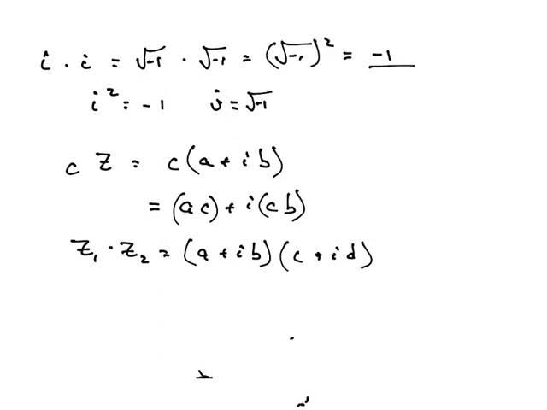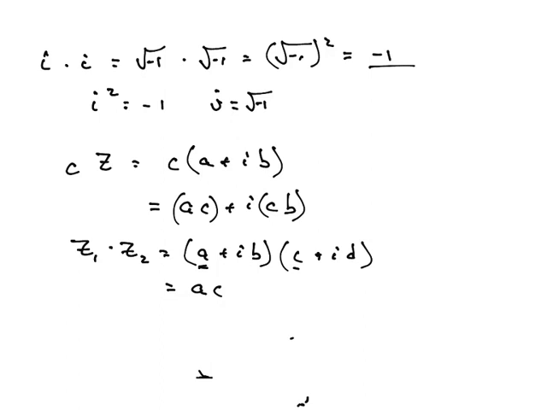Well, how do you work with this? Again, the distributive property works. Also, we could think of this as foiling, if you remember from high school algebra. You multiply two binomials together. So we say the first term times the first term is A times C.